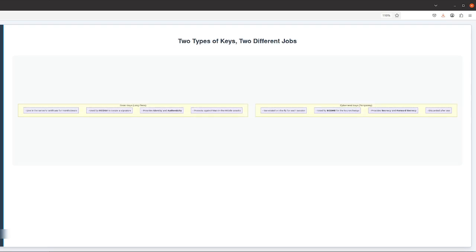Two types of keys, two different jobs. This is a crucial concept to grasp. A TLS handshake involves two different types of keys. First, we have the ephemeral keys. These are temporary, used only for a single session to generate the shared secret, and then discarded. Their job is to provide secrecy. Second, we have the static keys, also called long-term keys. This is the key pair associated with the server's certificate, which lasts for months or years. Its job is to provide identity. The security of TLS 1.3 comes from keeping the jobs of these two key types completely separate.